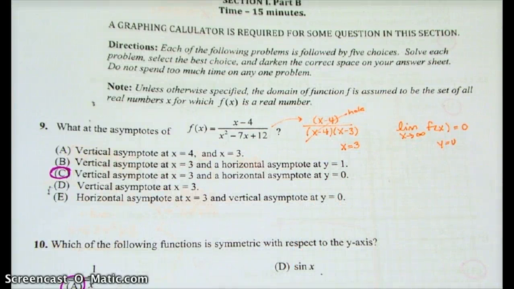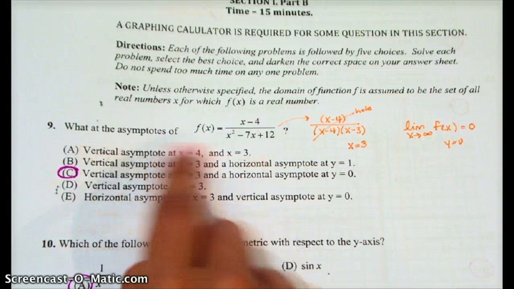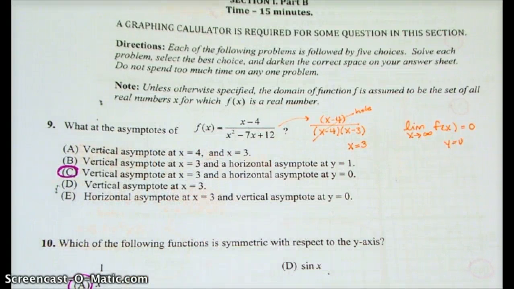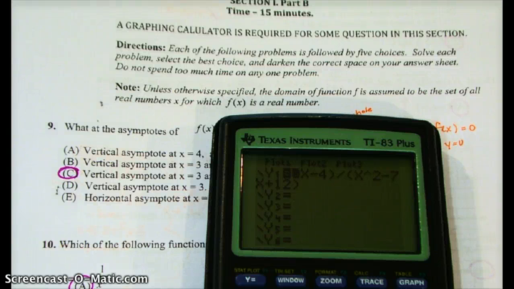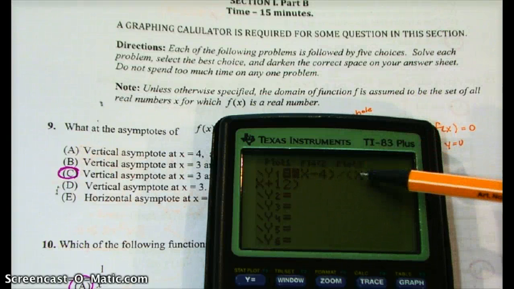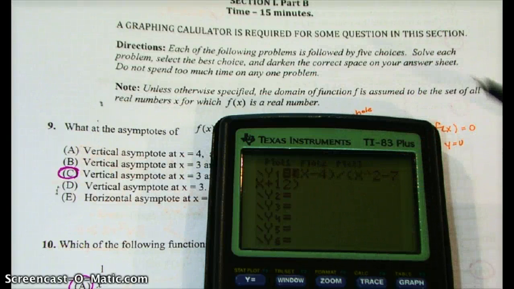But this is the calculator section of the test. You should be using your calculator. You know exactly what an asymptote looks like, so why not just graph this? If you take your calculator out, go to y equals. Type in the function just like I have. If you are using a TI-83, make sure that you have parentheses. That's probably the most common mistake. You need them around the binomial on top and around the entire trinomial on the bottom.